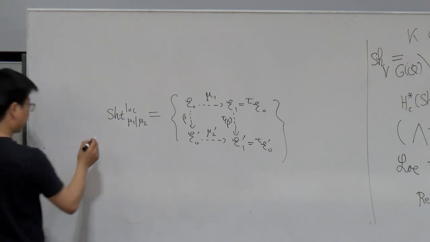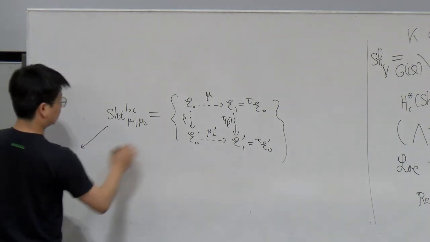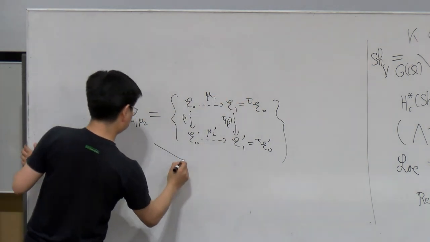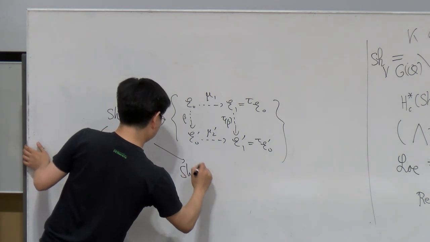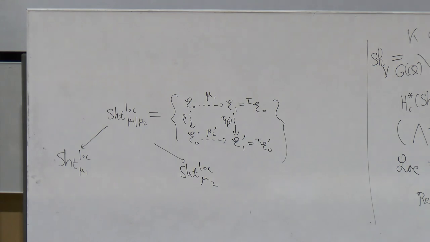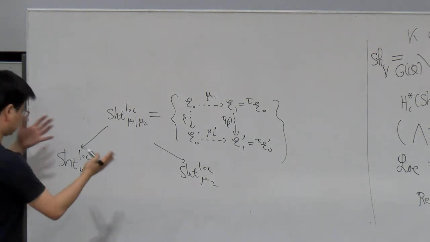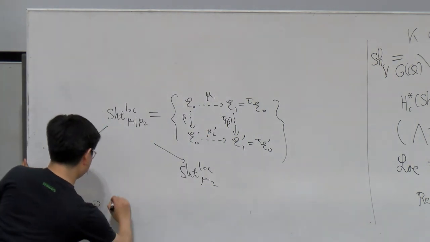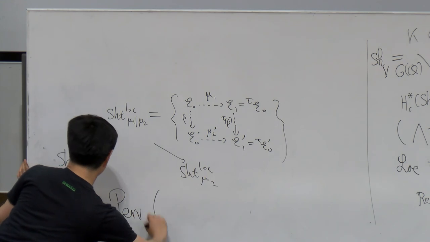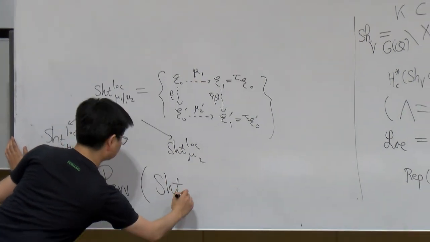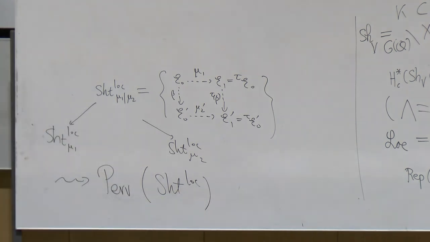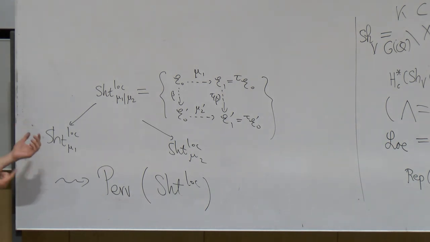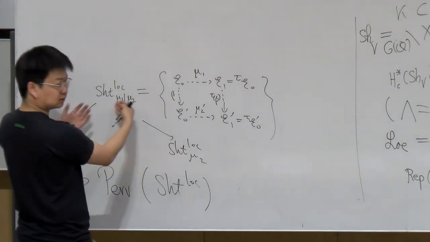Of course, it admits two maps. Just remember the first, and remember the second. Using this construction, one can define a category. Objects are the same as before, the category of perverse sheaves on the stack of local Shtukas, but I enlarge the morphisms. I require the morphism is given by the so-called cohomological correspondences.